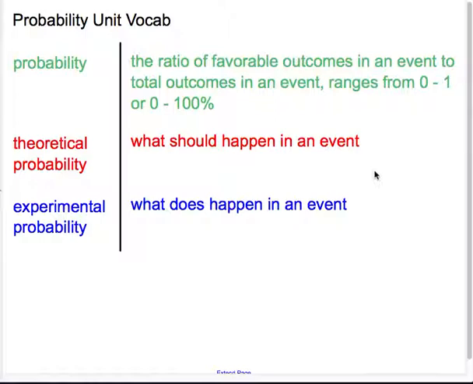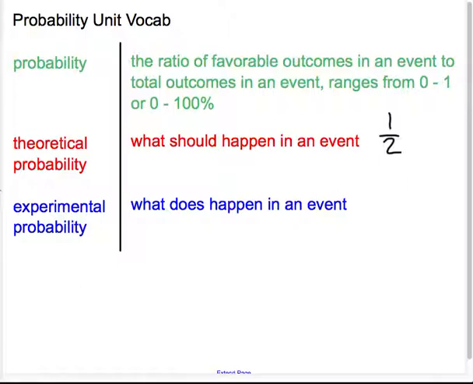So let's think about the event of flipping a coin. If you're wondering what the probability of flipping heads is, this would be the theoretical probability. You should get heads 1 out of every 2 flips. So the favorable would be how many times you'd flip heads, and then total outcomes, there's 2 possibilities.